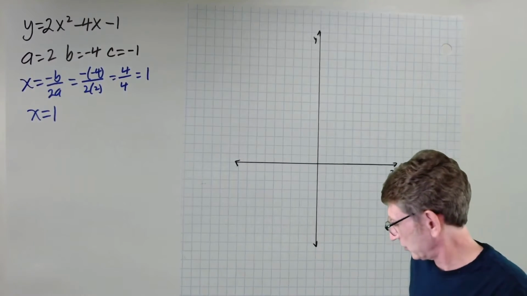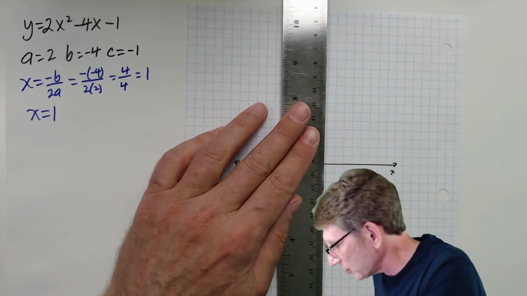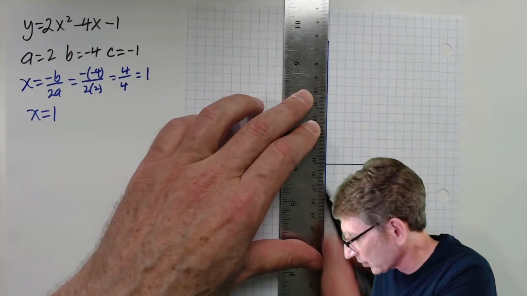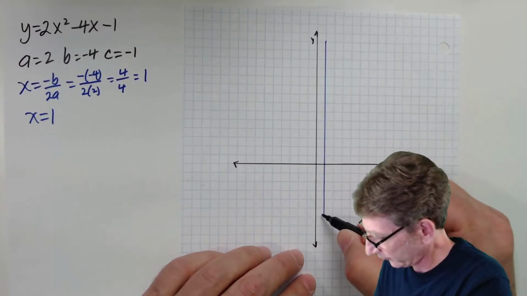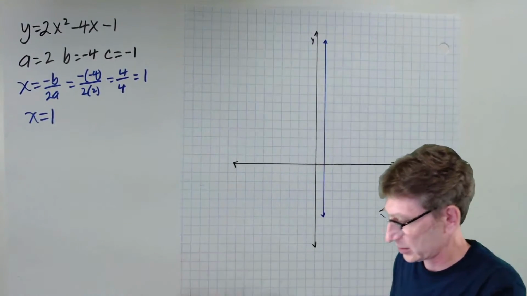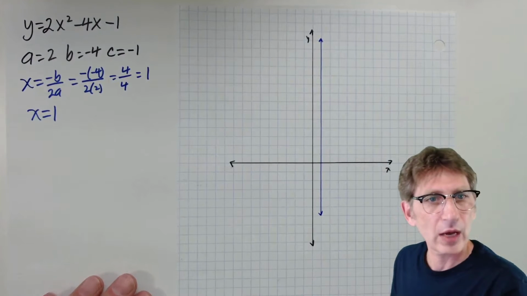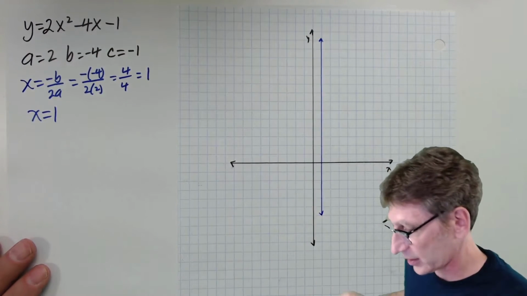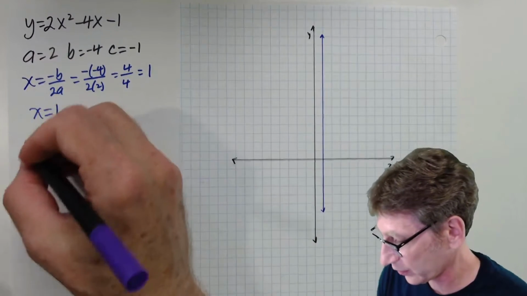I'm just going to go ahead and draw that on here, just so I can get an idea of where this thing is on the coordinate plane. That's the axis of symmetry, x equals 1. I will use the value of 1 to find the y value of the vertex.